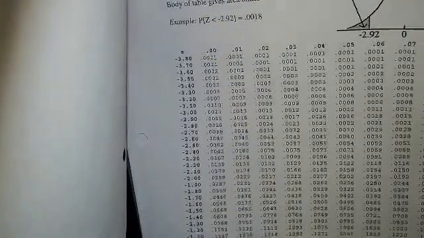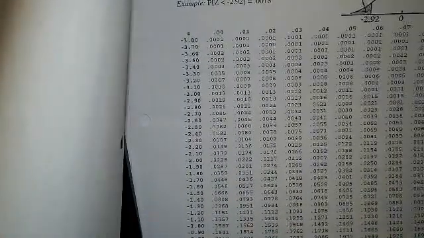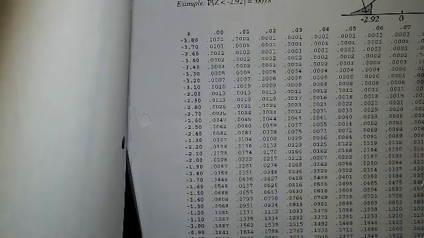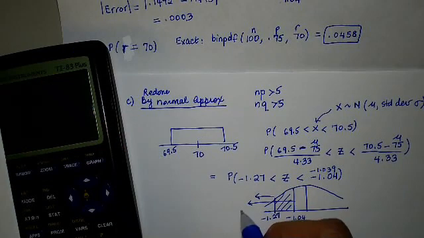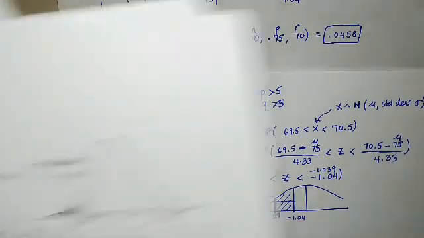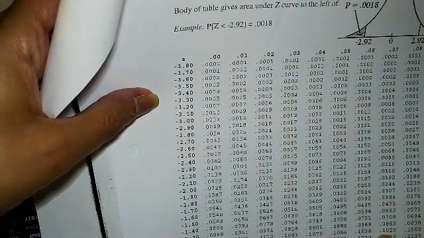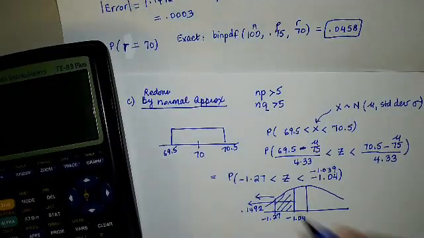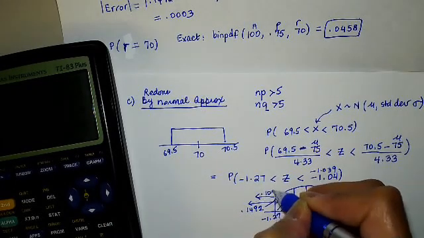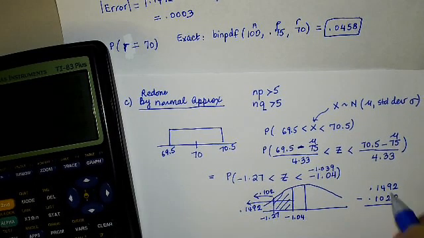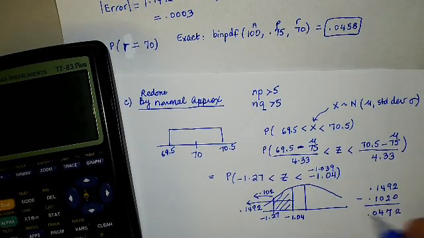Thank you. So minus 1.04 is 0.1492, and then minus 1.27 gives me 0.102. So my answer is 0.1492 minus 0.1020.